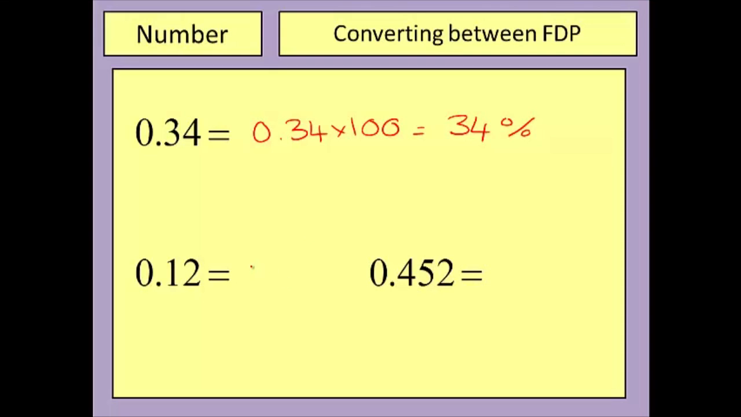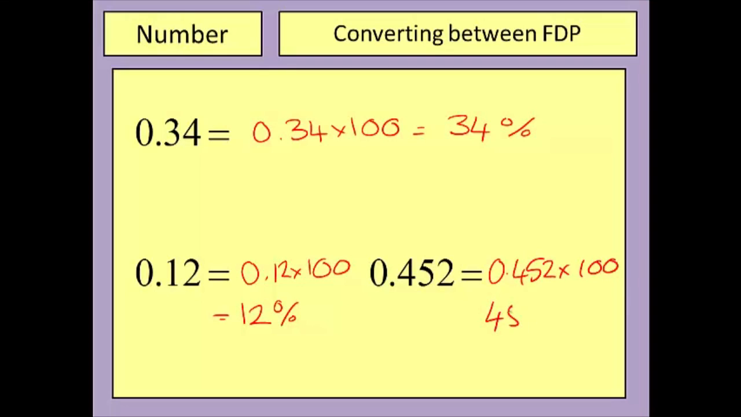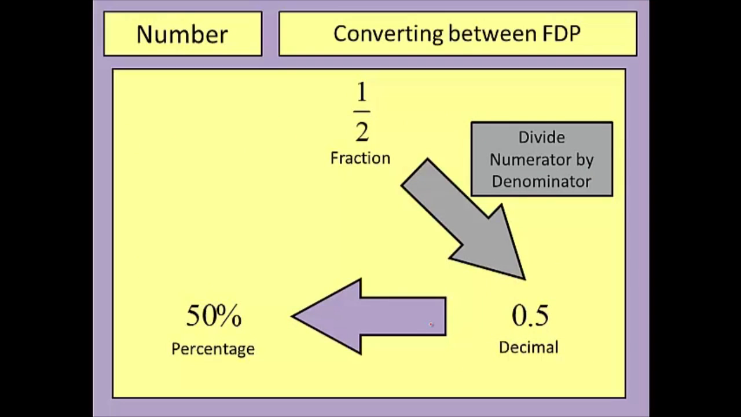Okay, so 0.12, I'm going to do exactly the same as I did above. I'm going to take the decimal and I'm going to multiply it by 100. This is going to give me my percentage, which is 12%. You have to be a little bit careful in the third one. 0.452, because it's got 3 decimal places, when I do 0.452 and times it by 100, I'm actually going to get 45.2. This is okay. There's no problem whatsoever with having a decimal inside my percentage. This is 45.2%. So we've now looked at converting between a decimal and a percentage, and the rule was that you multiply by 100 to get there.